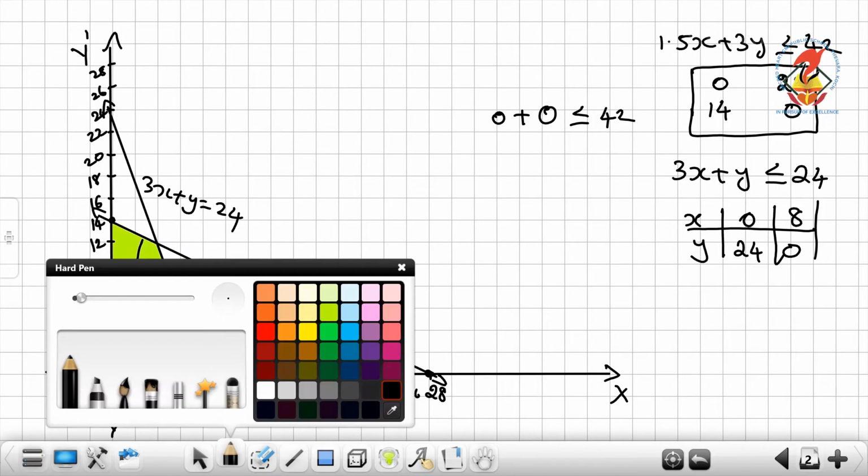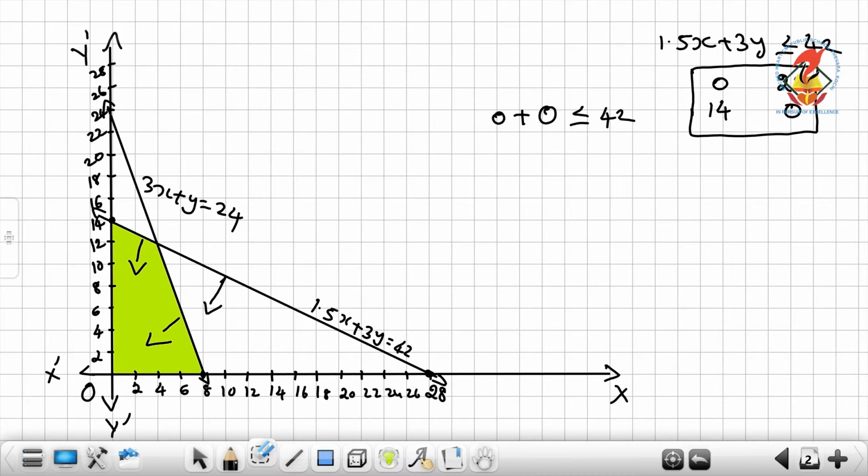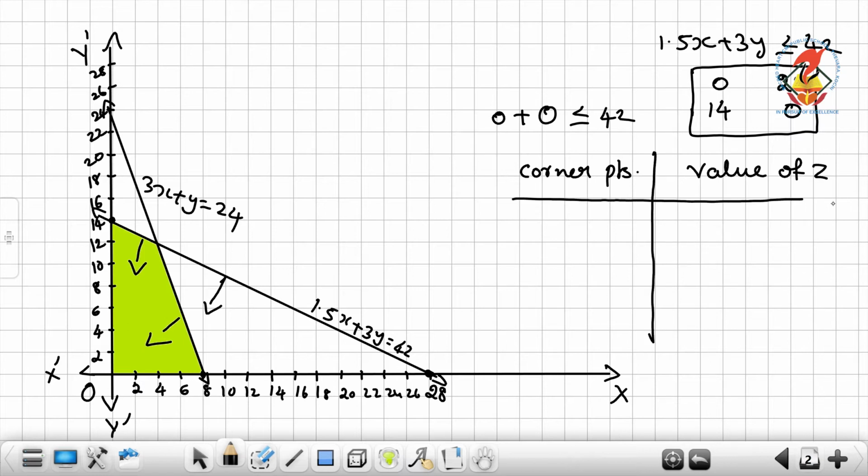Okay. Now you have to draw the table: corner points and values of Z. Corner points in the first column, value of Z in the second column. Which are the corner points? What do you mean by corner points? When two lines intersect, that point is known as a corner point. So one is 0, 0. The other one on the x-axis is 8, 0. Then here 0, 14.